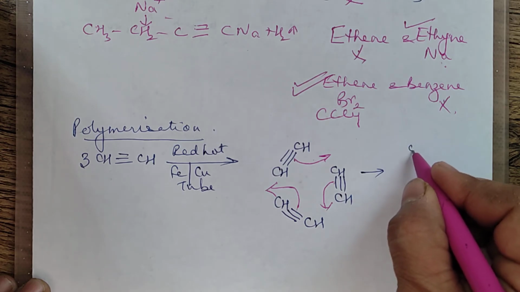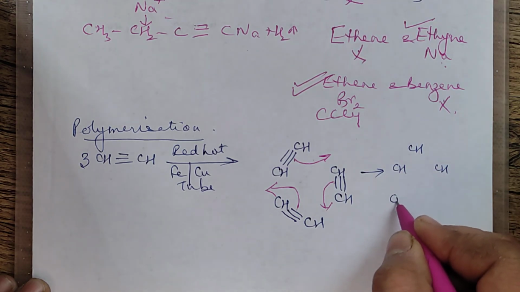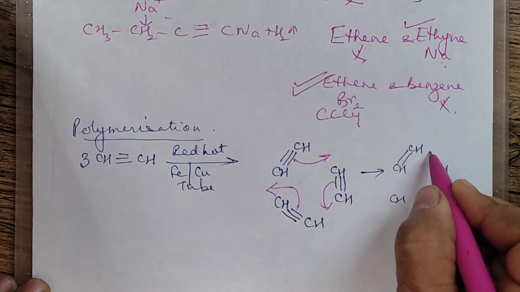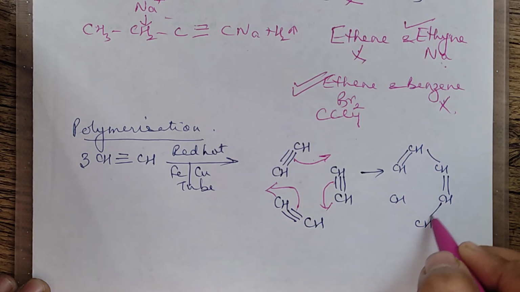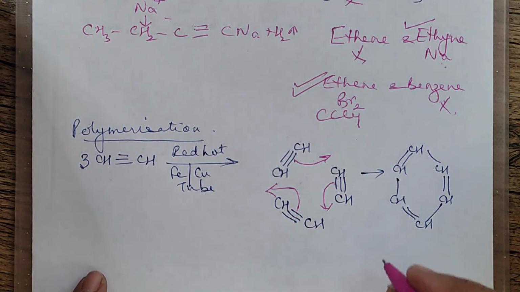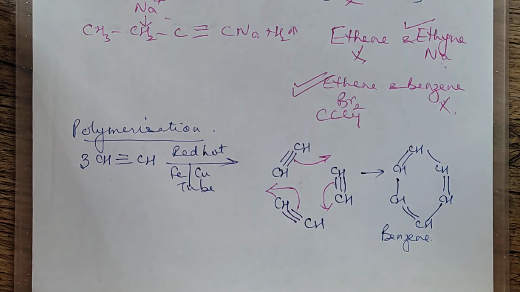What you will get? This will be CH. Let me write all CH first. And this is the 5th one. Now this becomes a double bond. Single bond appears, double bond, a single bond, double bond and single bond. What is this? Benzene. You will get benzene as the product. Benzene is the product obtained. Right? So in some conversions, if benzene is to be prepared and then further you want to carry out some reactions, you can use this.